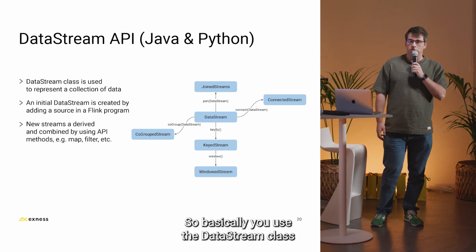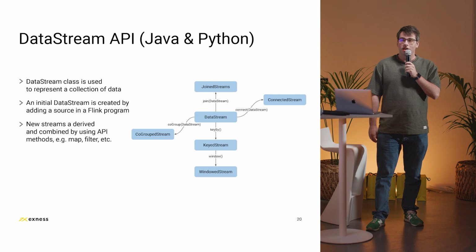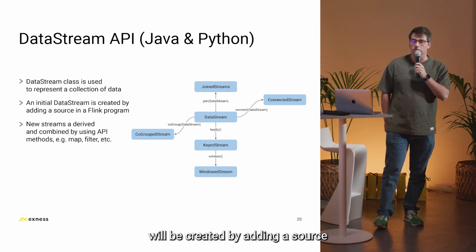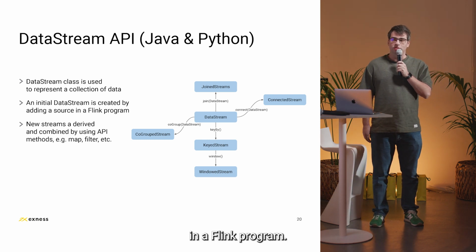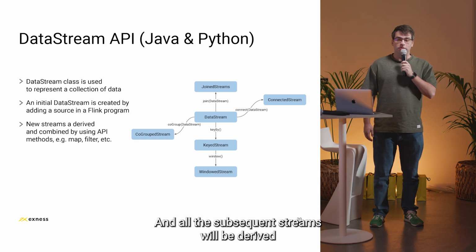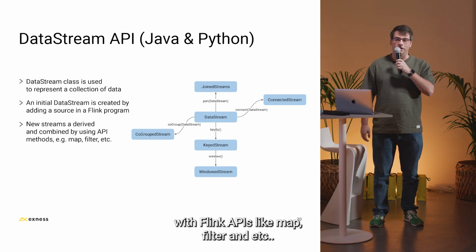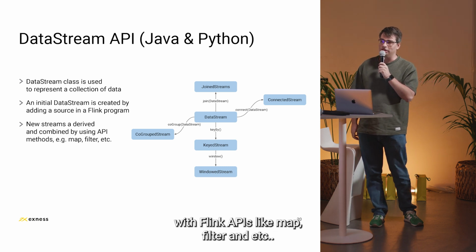So basically, you use the DataStream class to describe your collection of data, and your initial data stream will be created by adding a source in your Flink program, and all the subsequent streams will be derived by combining this original one with Flink APIs, like map, filter, and etc.